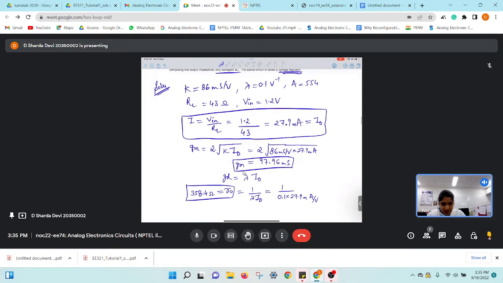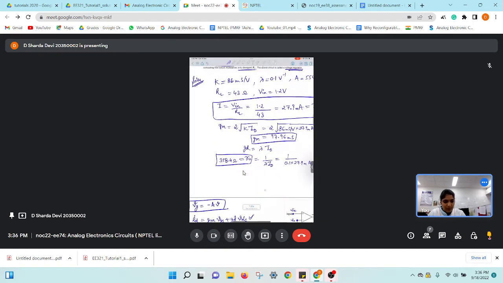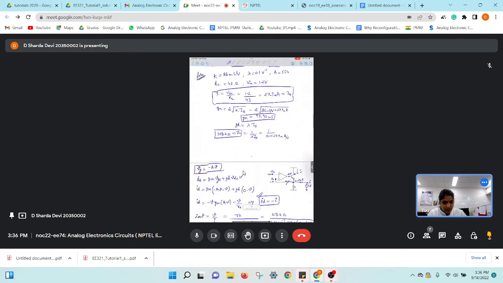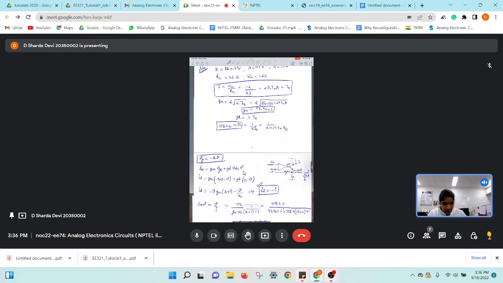So this is where we started. All the parameters are same, everything is same. It's just NMOS has been changed to PMOS and your terminals have been interchanged for the op amp. This is the whole analysis.